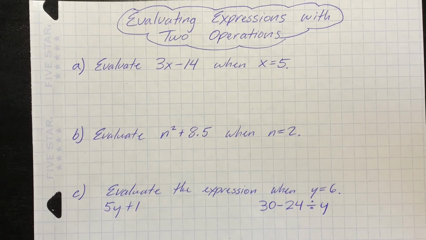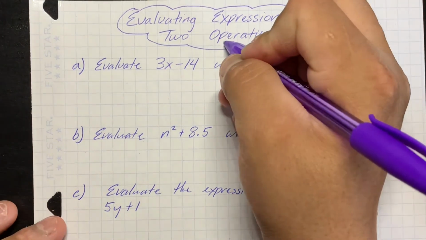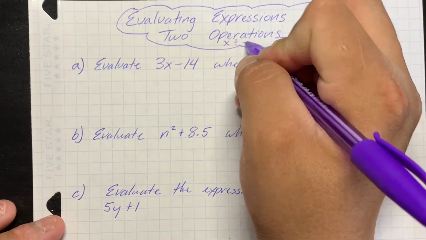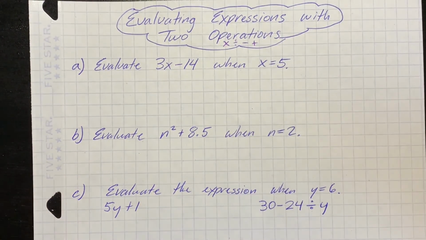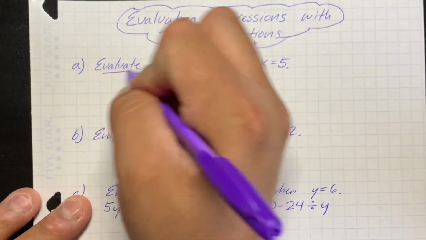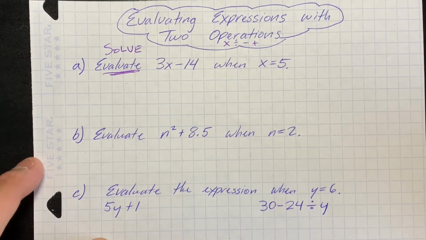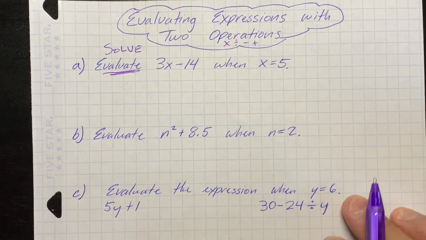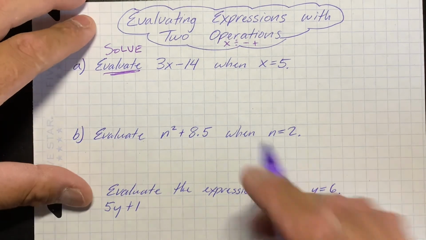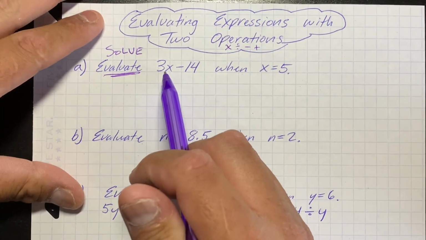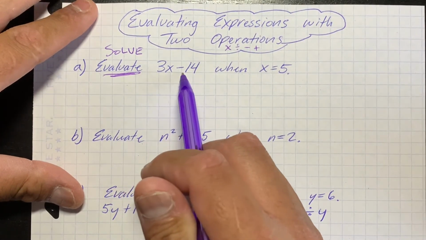And lastly, we're going to work on evaluating expressions with two operations. Operations meaning multiplication, division, subtraction, or addition. Okay, so again, it's the same thing. Evaluate, one more time. The word evaluate means to solve. Okay, we have to substitute known values for the variable. So in this case, you have the algebraic expression 3x minus 14.